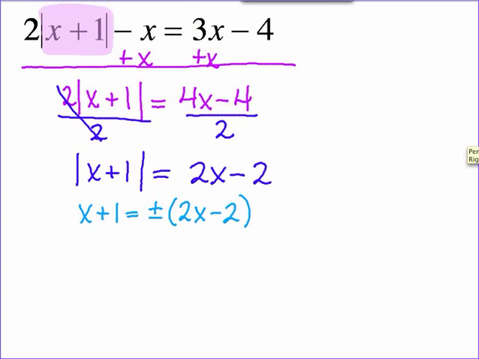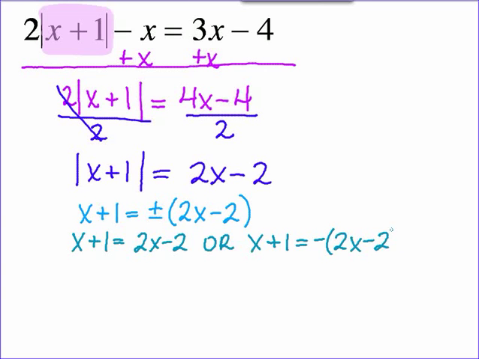So first thing, x plus 1 equals positive 2x minus 2, or x plus 1 equals negative 2x minus 2. So now let's subtract x from both sides, and you should get 1 to equal x minus 2. What does x equal? 3. Good.